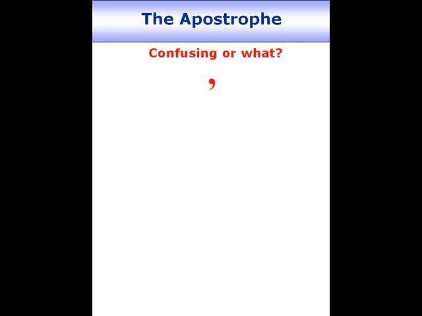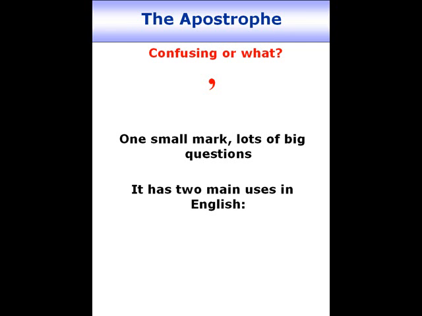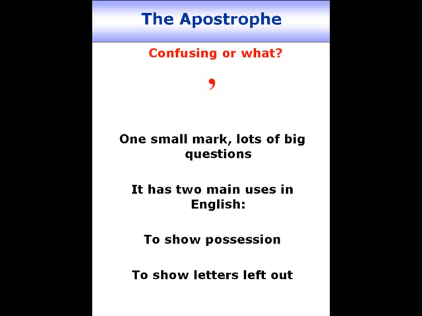The apostrophe. Confusing or what? It's one small mark that throws up lots of big questions. So let's try and deal with it simply and quickly. So, the apostrophe has two main uses in English: to show possession and to show that letters have been left out. There we are, that little mark up there, that's what causes all the confusion.